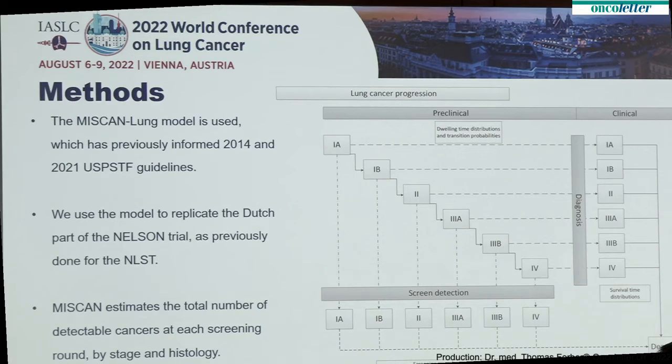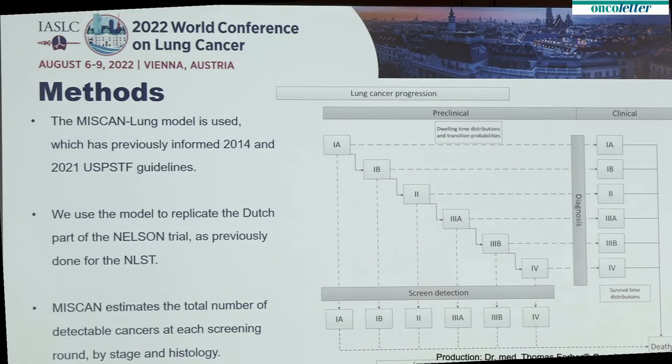And we can also, in the simulation, make sure that the timing of the screens for each participant, which are then aggregated to a trial level, is particular to the trial. So for our analysis of the NLST data, we simulated 3 annual screens. For our analysis of the Nelson data, we do screens at the interval particular to Nelson, and we also, of course, do 4 screens to represent the Nelson trial. And this allows us to control for all those characteristics that were mentioned before: different trial setup, as well as the individual participant characteristics.